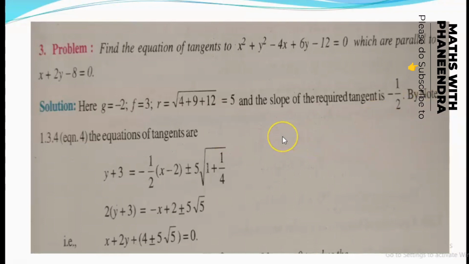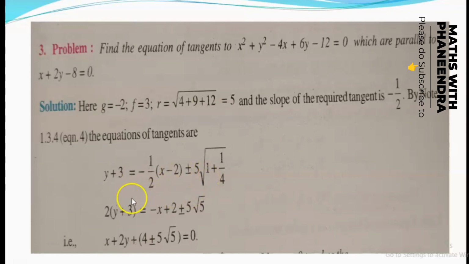Just what we discussed in the previous slide, that second formula we are applying now. So y plus f means what? 3 equal to m into m value, which is minus 1 by 2, into x plus g value, which is minus 2. So x plus g plus or minus r into r value, which is 5, square root of 1 plus m square, minus 1 by 2 whole square.